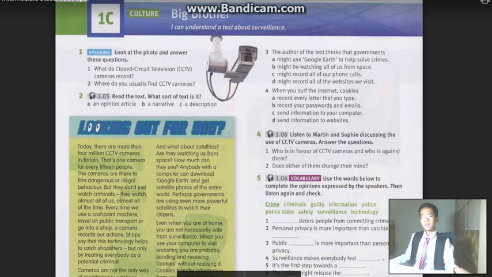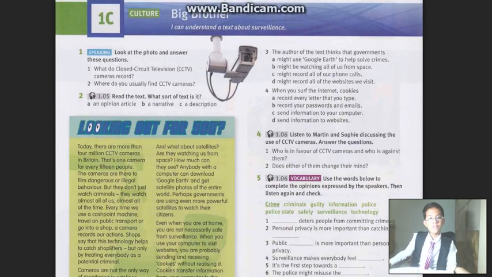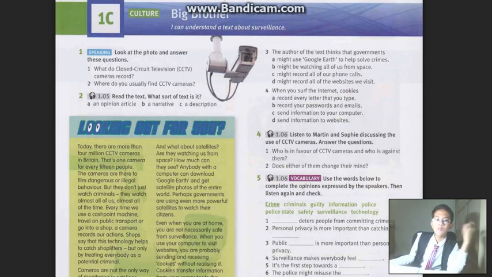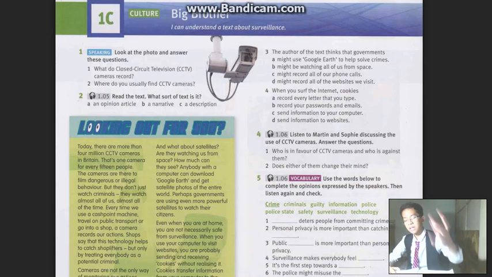Let's read what is question number 3. The author of the text thinks that the government A, might use Google Earth to help solve crimes, B, might be watching all of us from space, C, might record all of our phone calls, or D, might record all of the websites we visit. So, okay, we have finished paragraph number 2. Let's go to paragraph number 3.